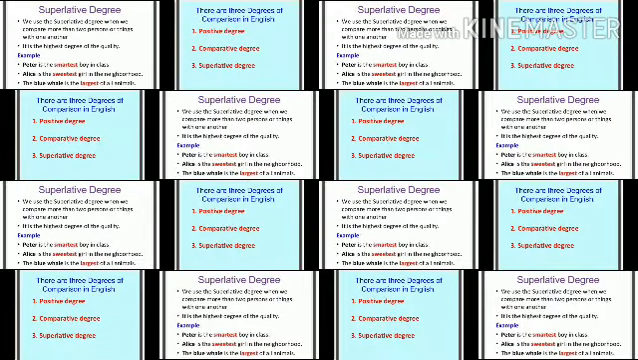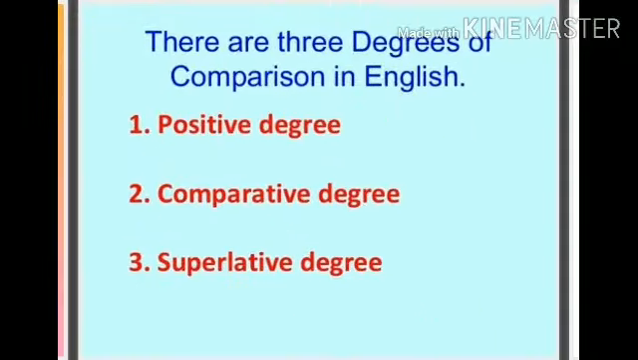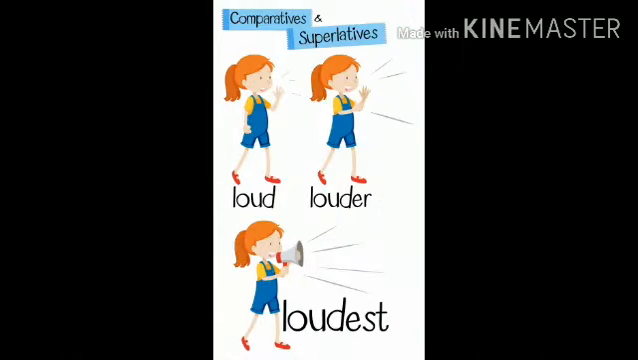By now, it should be clear to you that there are 3 degrees of adjectives. First, positive degree. It is used when we talk about only one person or thing. Number 2, comparative degree is used when we compare two persons or things. And the last one is superlative degree. It is used to compare more than two persons or things.